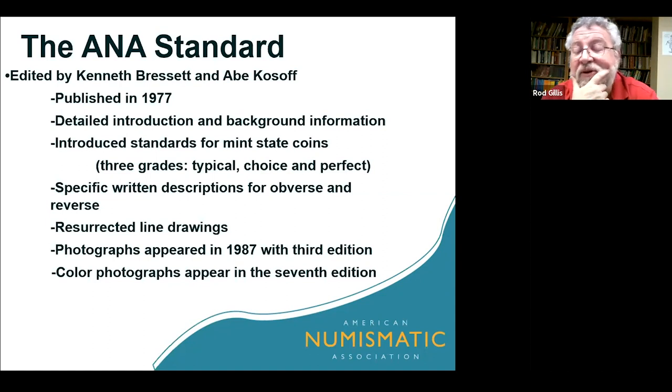Something I learned that was very interesting is that Ken Brissett, while he was very influential in helping to publish and establish the ANA grading standards, he actually worked with Brown and Dunn on that initial book that we discussed. Ken has been in the hobby for a very long time, and he's been involved in a great many things. And so I just found it interesting that he was involved with Brown and Dunn and worked all the way up to publishing the ANA grading standards in 1977. That's pretty amazing.